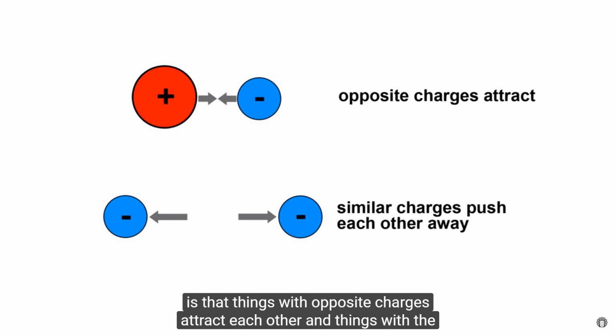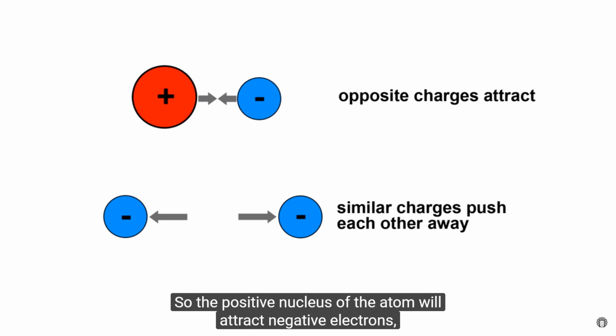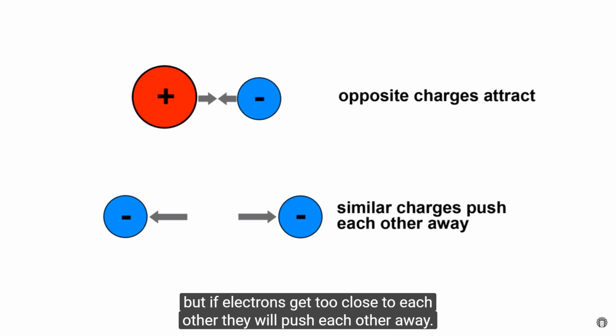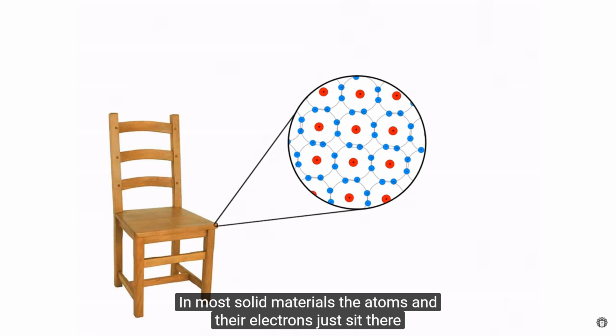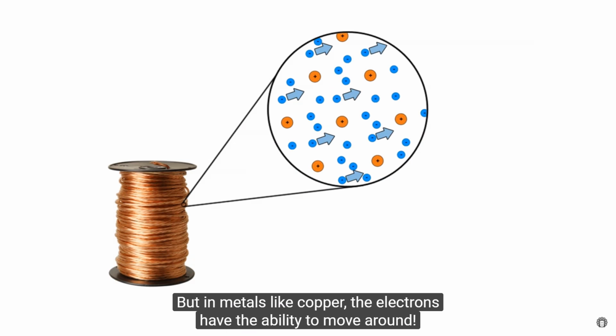The terms positively charged and negatively charged are arbitrary, and the important thing to know is that things with opposite charges attract each other, and things with the same charge repel each other. So the positive nucleus of the atom will attract negative electrons, but if electrons get too close to each other, they'll push each other away. In most solid materials, the atoms and their electrons just sit there and don't really move around. But in metals, like copper, the electrons have the ability to move around.